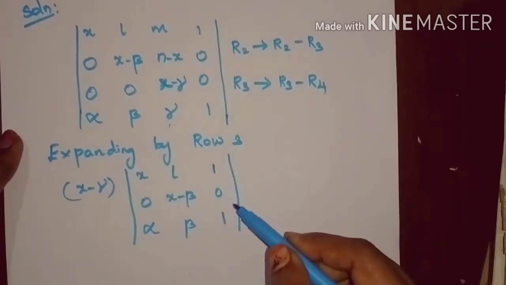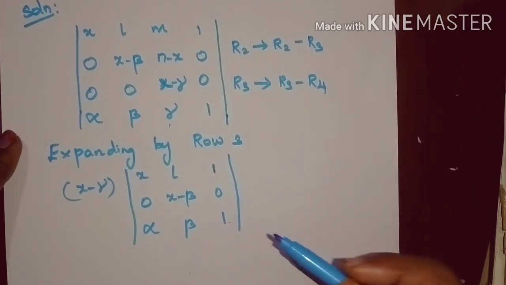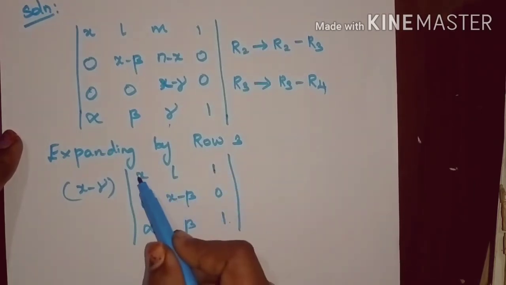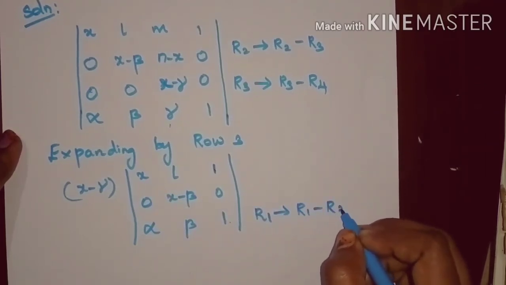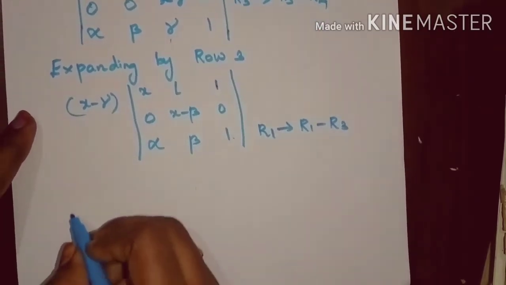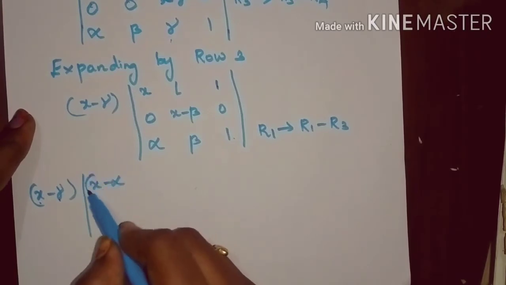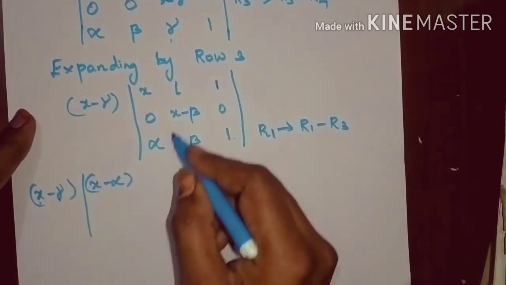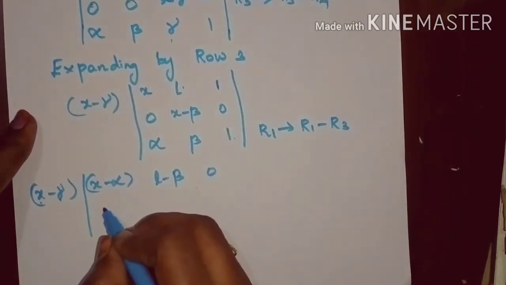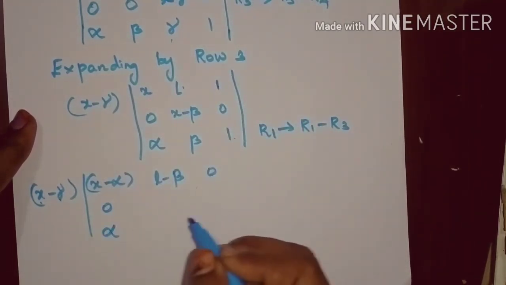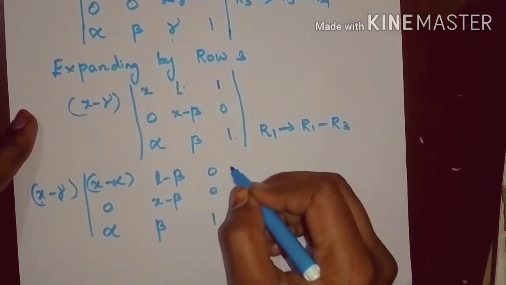Now I am going to make a further manipulation by subtracting row 1 with row 3, so that we can get the x minus alpha term in the first element. Use row 1 minus row 3. So your determinant would look like x minus gamma times the determinant of x minus alpha, subtracting these terms, alpha minus beta, 1 minus 1 will get 0, 0, and we'll get alpha here, beta here, 1 here, x minus beta and 0.